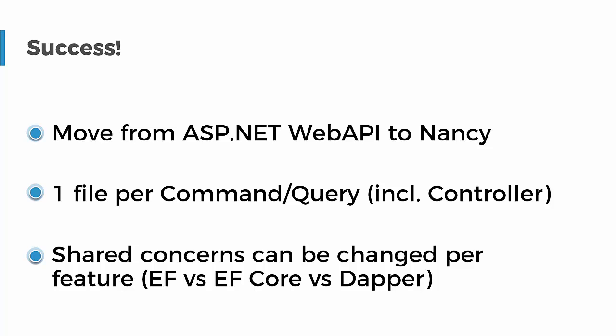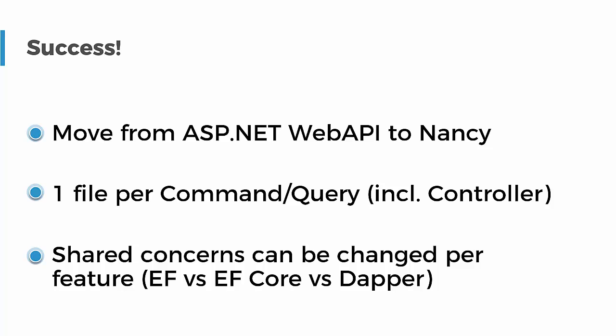Having one file or a minimum number of files per command or query, including your controller in that file, again simplifies life, simplifies searching for files, and makes it easier for change. You're not stepping on each other's toes and having a lot of merge conflicts, because you're usually in one file, one feature, if one person's working on a feature at a time. So that has helped greatly.